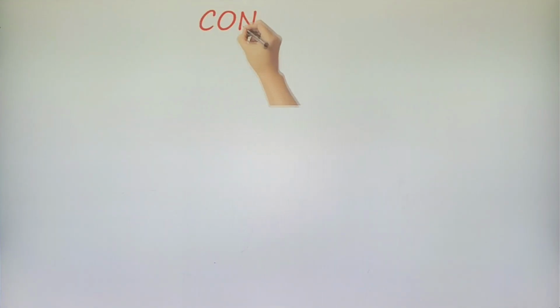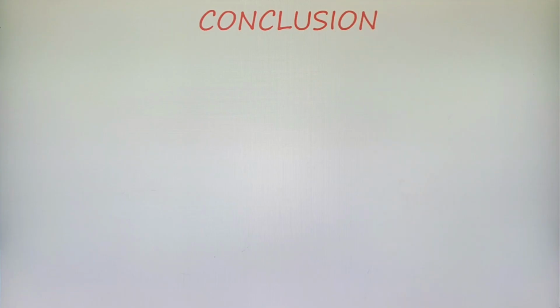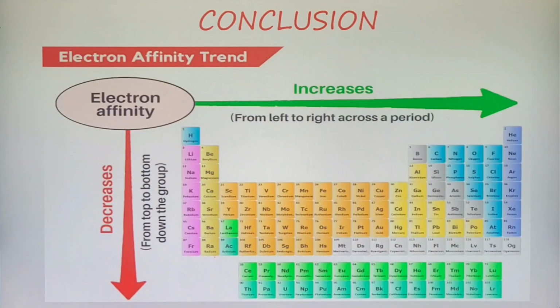Clear? So let's conclude by just revising the trend for electron affinity in the periodic table. Just like ionization potential, remember this, children, left to right, that is across a period, electron affinity increases, and top to bottom, electron affinity decreases. Am I clear? So this is the same trend, just like ionization potential. Clear?